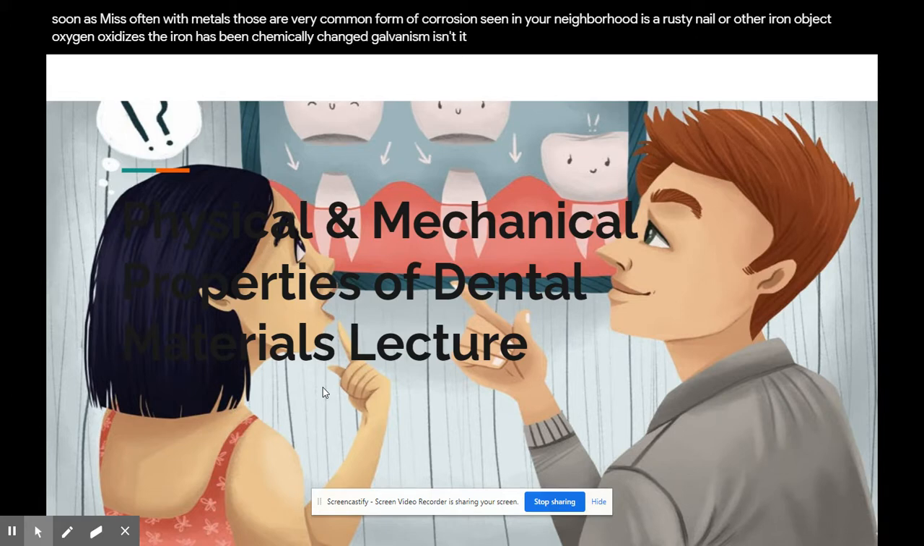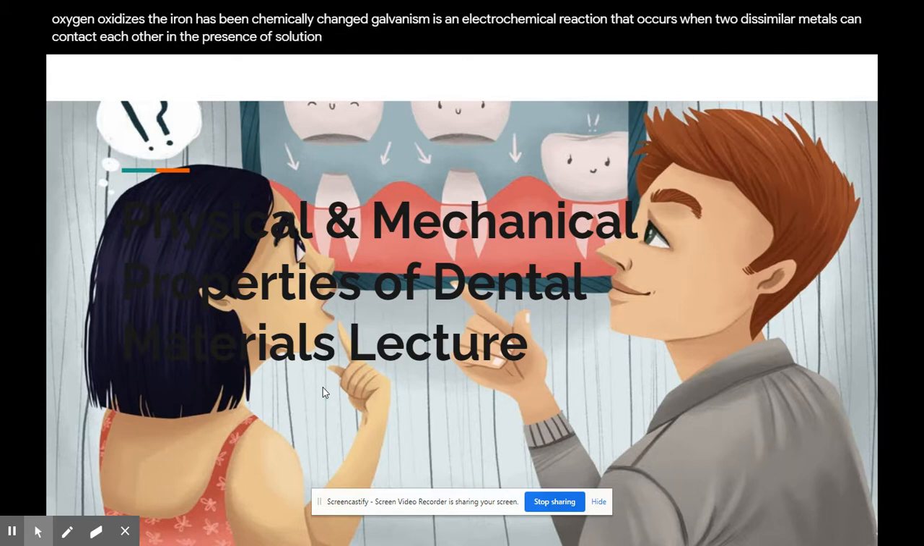Galvanism is an electrochemical reaction that occurs when two dissimilar metals contact each other in the presence of a solution containing electrolytes such as saliva. It acts like a battery and produces an electric current, causing the patient to experience electric shocks and/or a metallic taste.